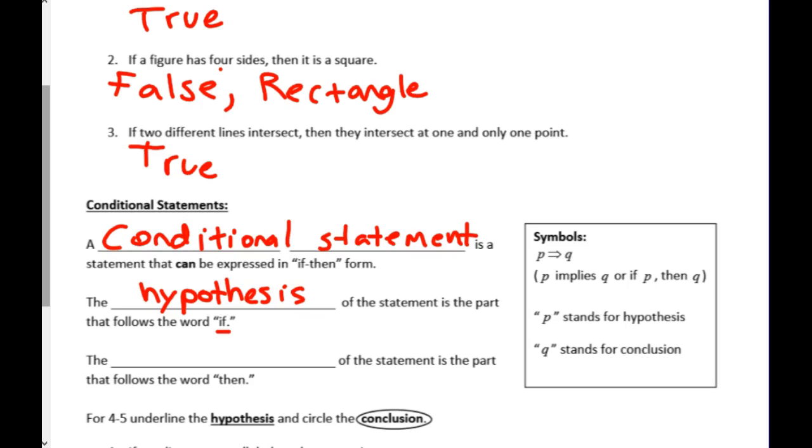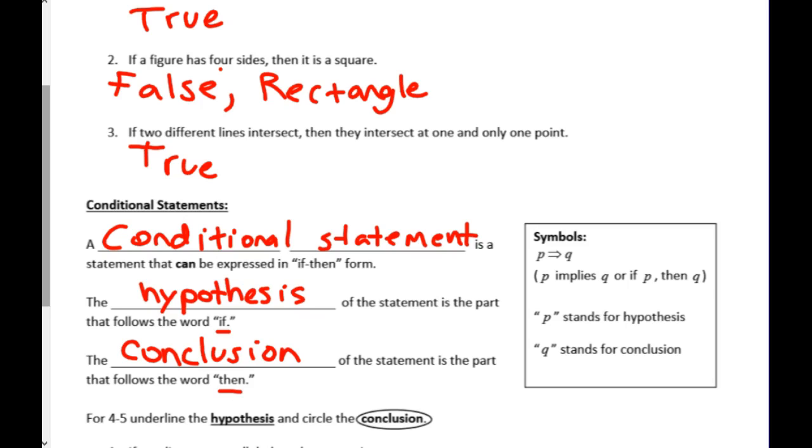Now, the next part, if you start with the hypothesis, what do you end with? So, what do you think the last part's called? You start with a hypothesis, you end with a conclusion, all right? Write that down. And it's off to the side here, by the way. So we have a hypothesis at the beginning, conclusion at the end.